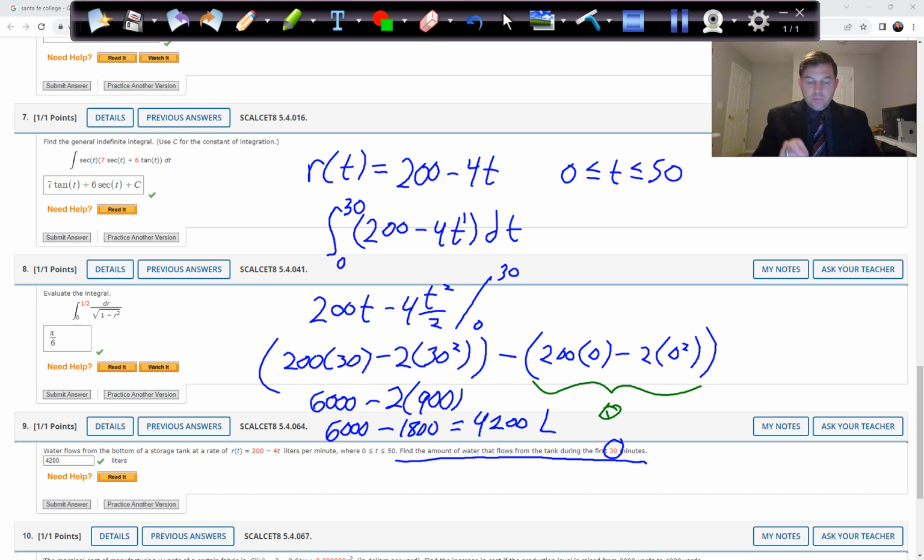This is liters per minute. So 200 liters per minute to start, and then after 50 minutes it's down to 0 liters per minute because ostensibly the tank should be empty by that point. Okay, so our total cumulative loss after 30 minutes is 4,200 liters. So notice, to find out the total amount of water in the tank, you could integrate this from 0 to 50, and that would tell you how big the tank was to start with. Okay, that's problem 9.